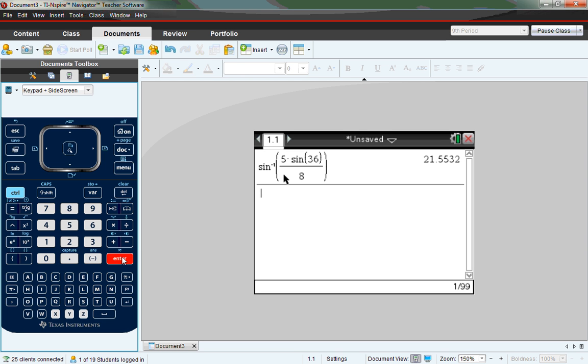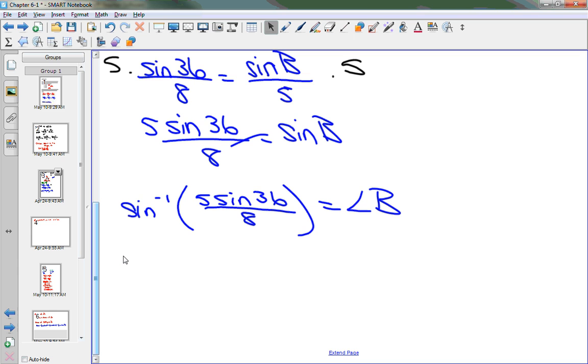So how can I find angle C? Subtract from 180. I'm going to take 180 minus 36 minus 21.6. And what does that give you? 122.4. So what have I done? I have found all of my angles, haven't I? So if I come back over here, angle B is going to be equal to 21.6.